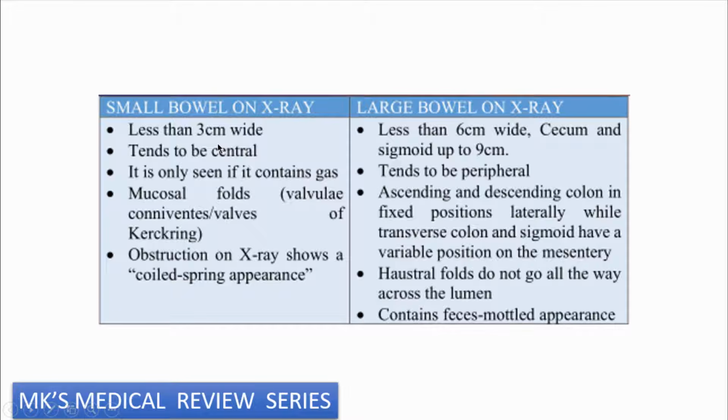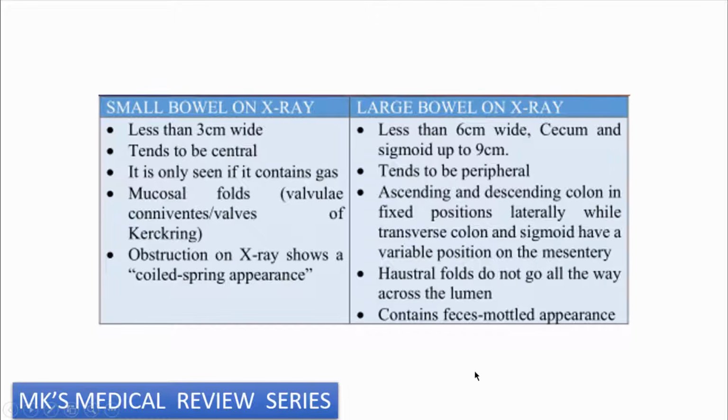Small bowel can only be seen if it has gas. Most of the time, it's not really seen on x-ray. Then the small bowel is going to have these mucosal folds, which you refer to as valvulae conniventes or valves of Kerckring or plicae circulares. And on obstruction, it may give you this coiled spring appearance. Then the ascending and the descending colon are often in fixed positions in the lateral aspect, whilst the transverse colon and the sigmoid colon can be in variable positions on the mesentery. Then the haustrations do not go all the way in the lumen, unlike the valvulae conniventes, which go all the way in the lumen.